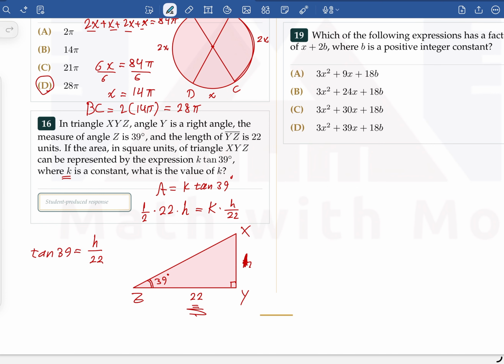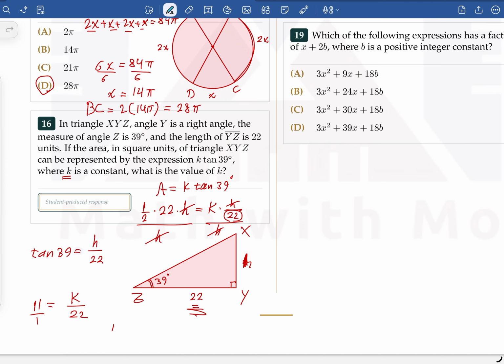If you want to get K, we divide both sides by H, because now we can get rid of the H here. H here cancels, and H here is also canceling this. So in the left side, we have half of 22. Half times 22 is 11. And in the right side, we have K over 22. Now, if you want to get the value of K, just cross multiply.